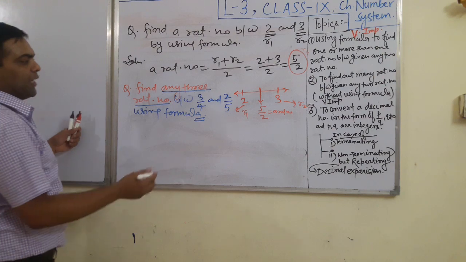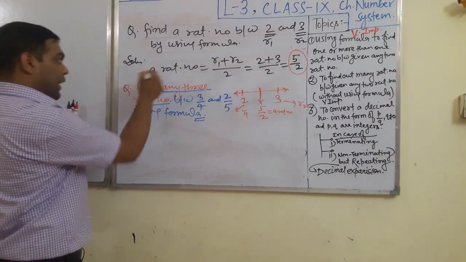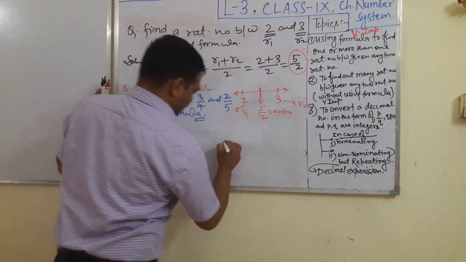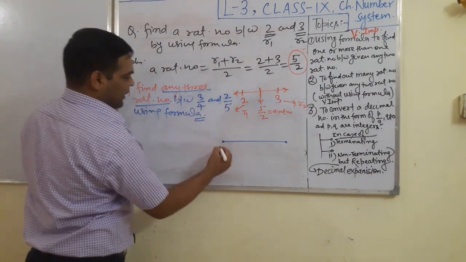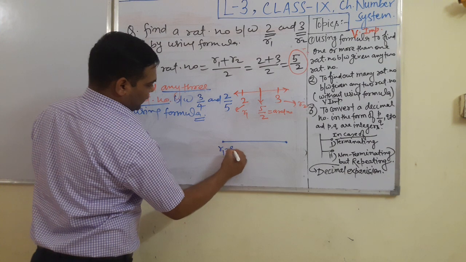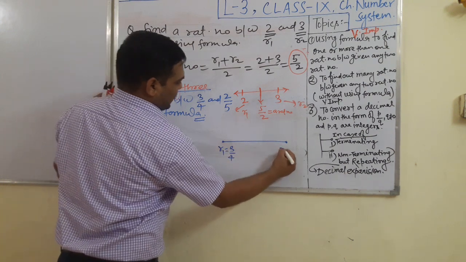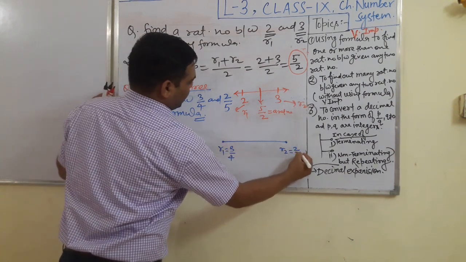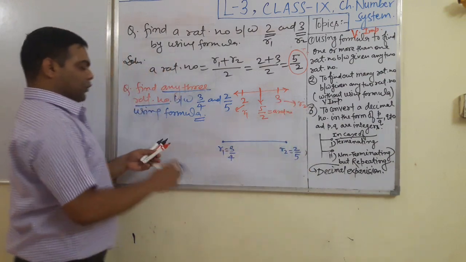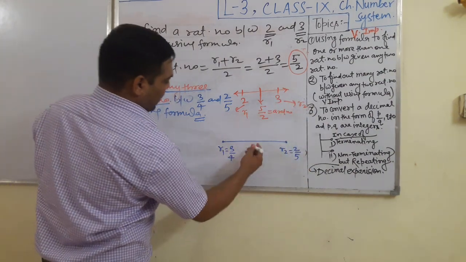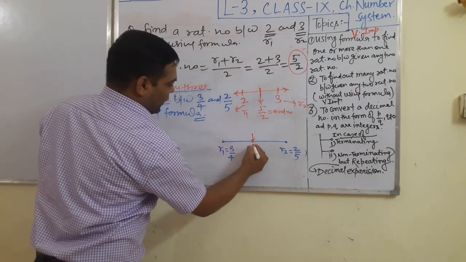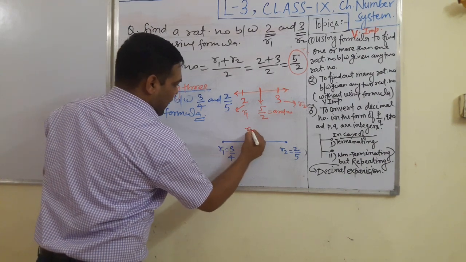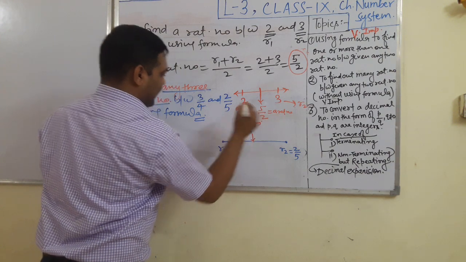So first of all students, we will find out a rational number. See, I am telling you here, let here we are taking R1 equal to 3 by 4 and we are taking here R2 equal to 2 by 5. Fine student. So first of all, we will find out a rational number between this. What is it? You all are knowing. Say it is R3.